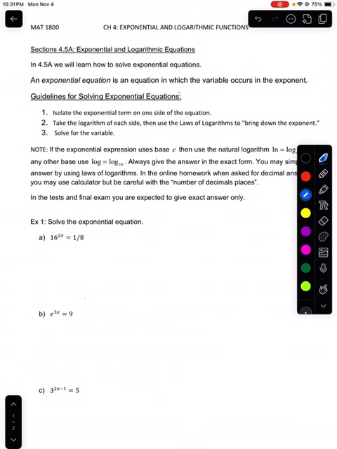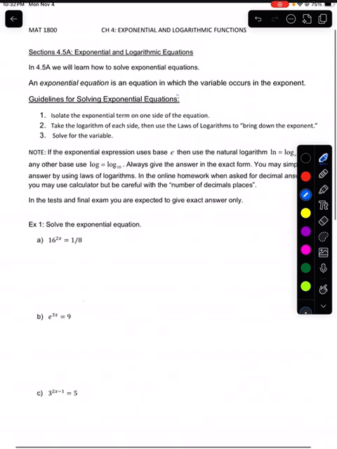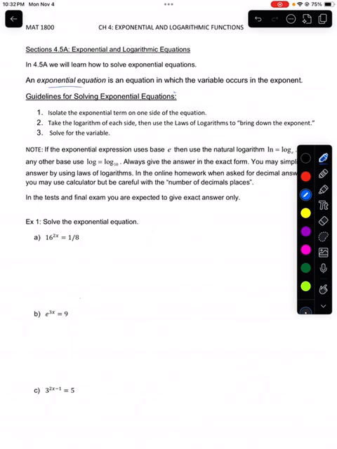So we are looking at section 4.5 and part A, exponential and logarithmic equations. In this section we will learn how to solve exponential equations, and then in part B we will learn how to solve some logarithmic equations, and then in 4.5C we will look at more logarithmic equations and exponential equations. Okay, so we remember an exponential equation is an equation in which an exponential function is present.